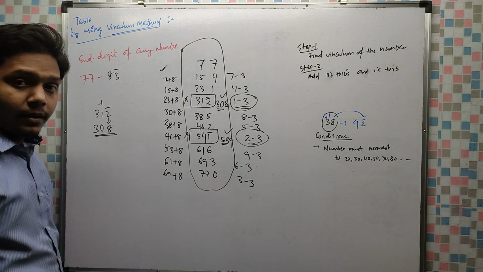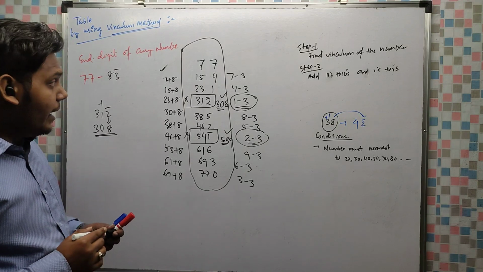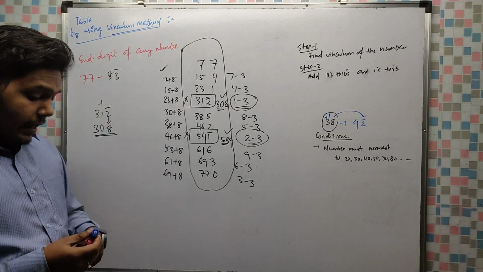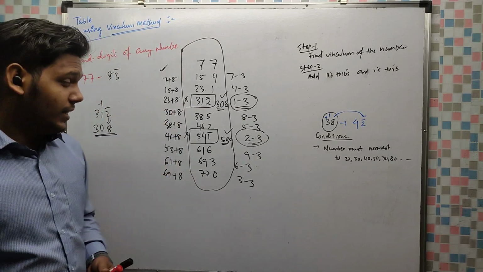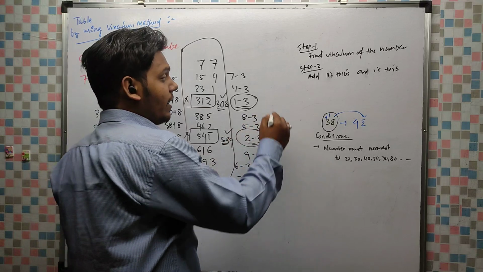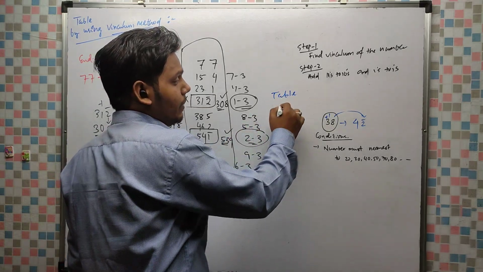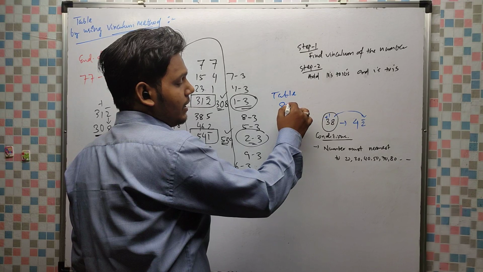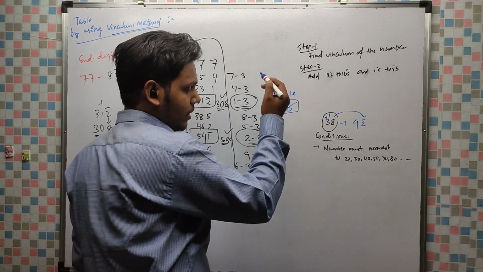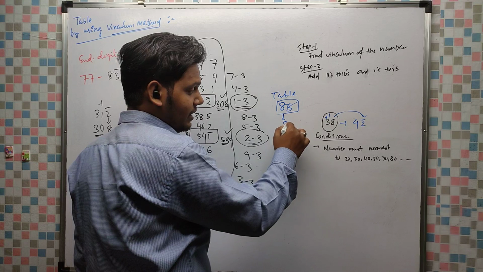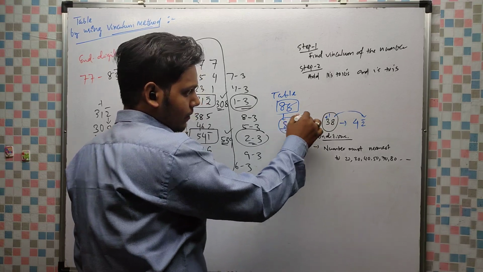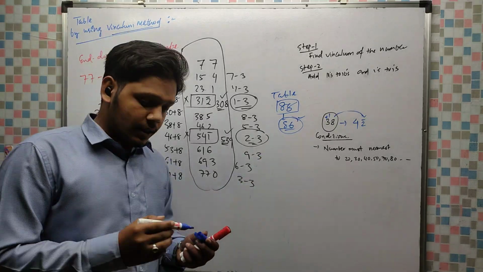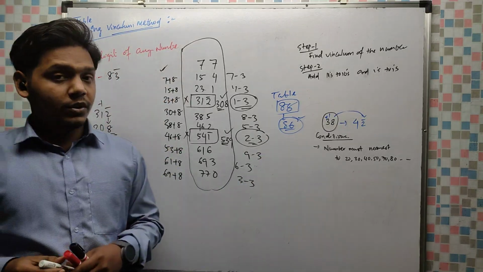Okay, so this is the end of this video. I hope after watching this video you will be able to understand. If you understand the video, write the table of 88, or you can find the table of 86 also by using this method. Try on your own. So thank you for watching.